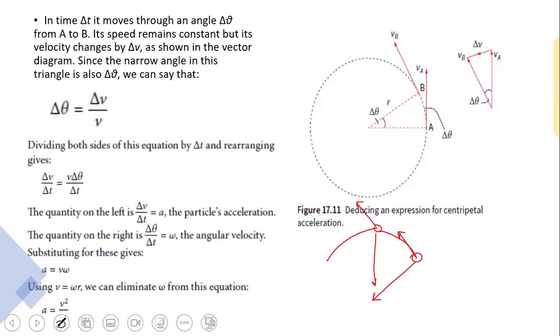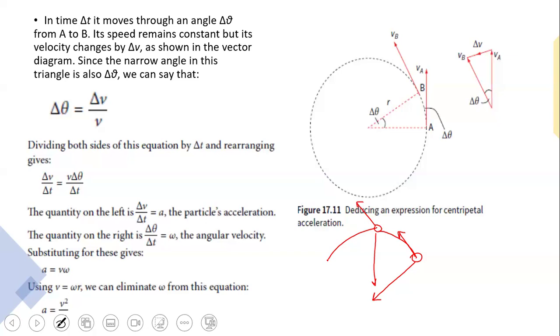So for any object to go in a circular manner, I need a force acting towards the center. There has to be a force acting towards the center. If a planet is orbiting the sun, that is because gravity is providing centripetal force. Gravity is pulling the object towards the center. The object's own velocity is linear. The centripetal force is pulling the object towards the center. The result is that the object travels in a circle.